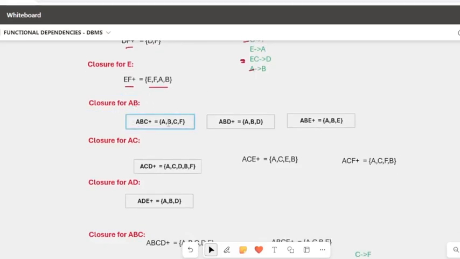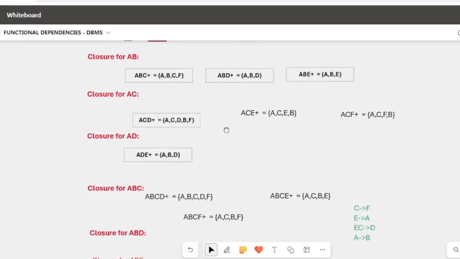Next, the subsets of AB: ABC, ABD, ABE. Likewise, for ABC, ABC is a must. Does ABC determine anything? Yes, C determines F, so F. A determines B, and B is already available, so no problem. So ABCF. Likewise, we want to find for ABD, ABE. Next, the closure of AC. The subsets of AC are ACD, ACE and ACF. We want to identify the closures.